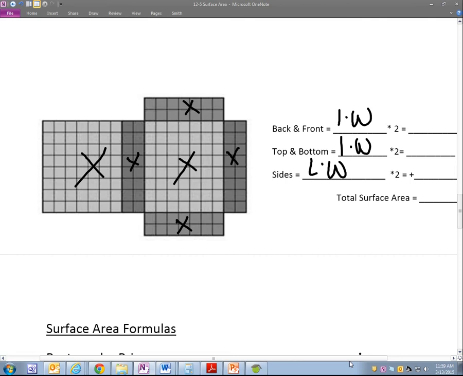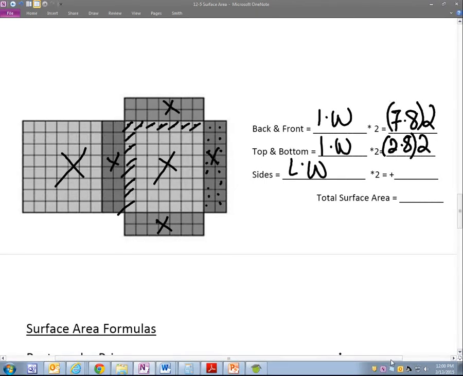So the front and the back is going to be 1, 2, 3, 4, 5, 6, 7, 8, 9. 1, 2, 3, 4, 5, 6, 7 by 1, 2, 3, 4, 5, 6, 7, 8. So 7 times 8 times 2. The top and the bottom, sorry, front and the back, top and bottom, 1, 2, 3, 4, 5, 6, 7, 8, 9, 10, 11, 12, 13, 14, 15, 16. 2 times 8. See how I'm doing this? Length times width times 2, because there's 2 of them. It's going to be the same exact side as its opposite side, because it's a rectangular prism. Then we have the sides.